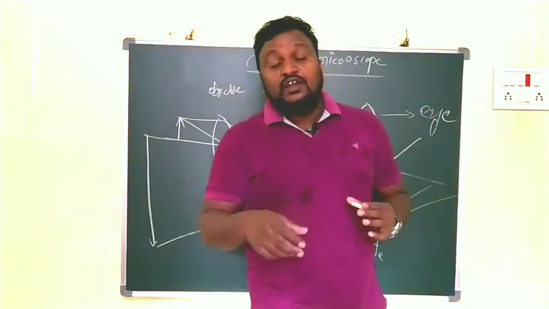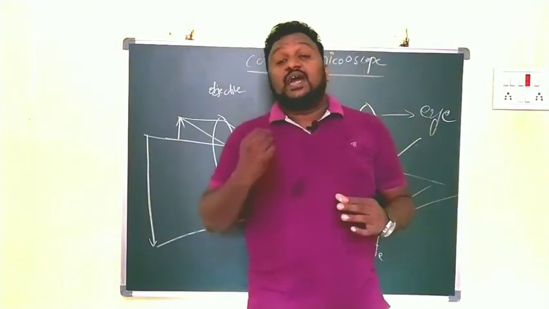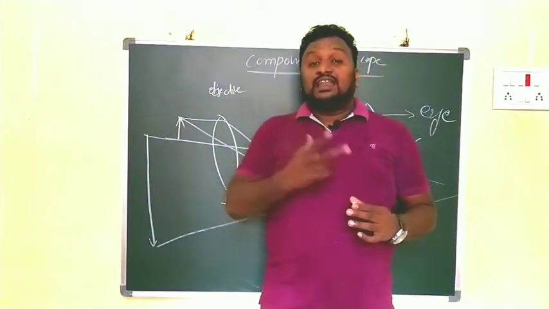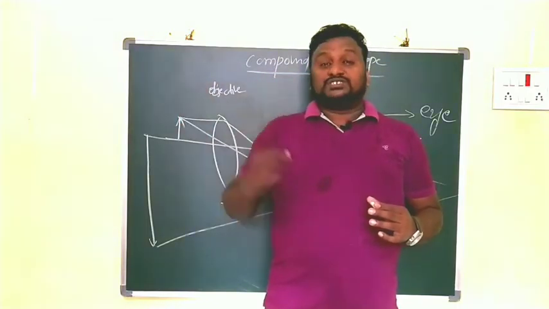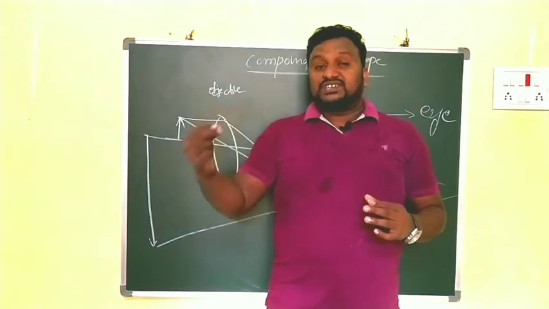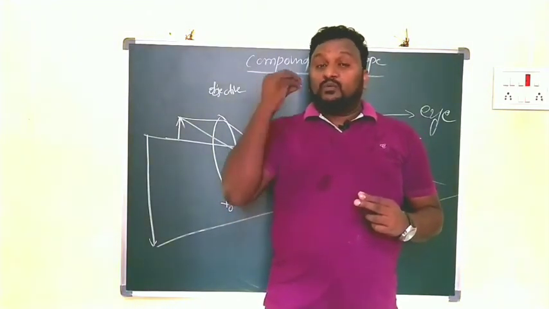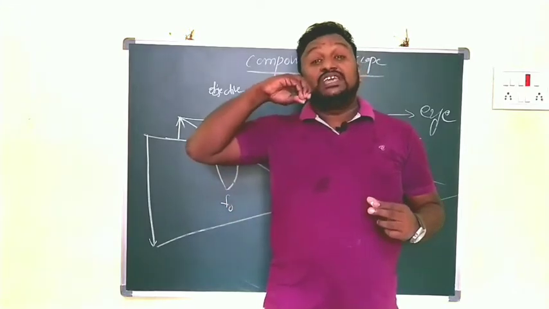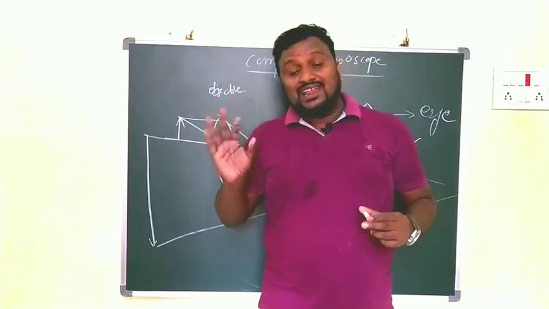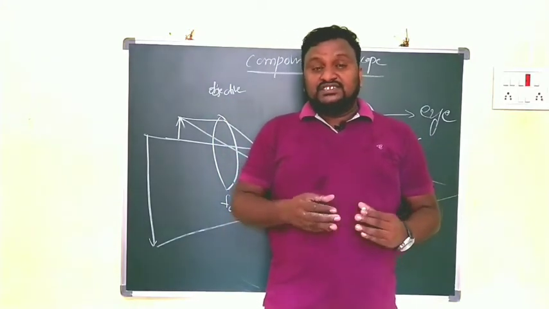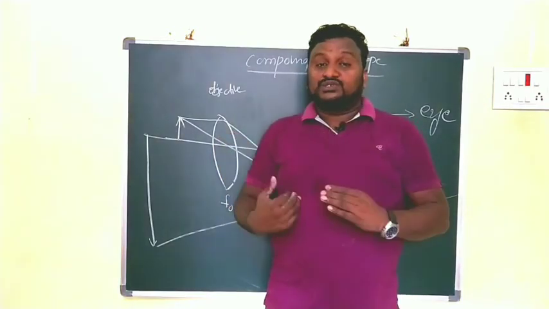And the next thing is, of those two lenses, which is the object lens and which is the eye lens. The lens which is very near to the object, the object side, is taken as the objective lens. And the lens from which we want to see the object is the eye lens. Clear, children? So this is the arrangement of the compound microscope.